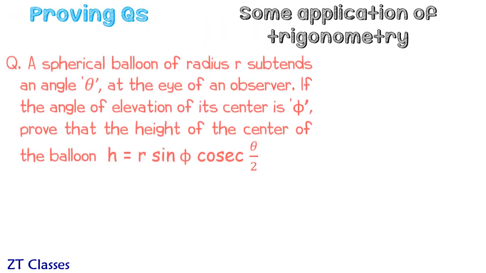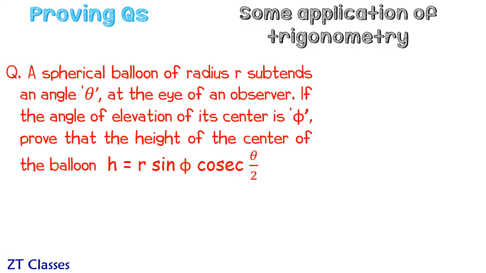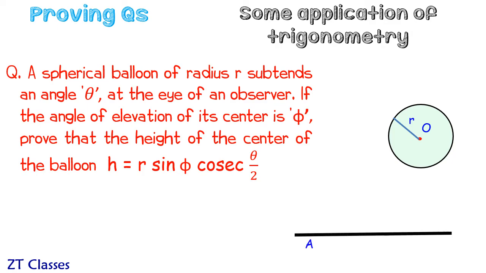See the question. A spherical balloon of radius r subtends an angle of theta at the eye of an observer. So this balloon is given, and let's draw the ground with observer A on it. This balloon is subtending an angle of theta at the eye of the observer, so this angle is given as theta. OQ and AP are the tangents to the circle.